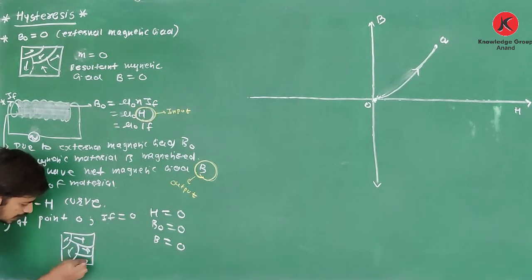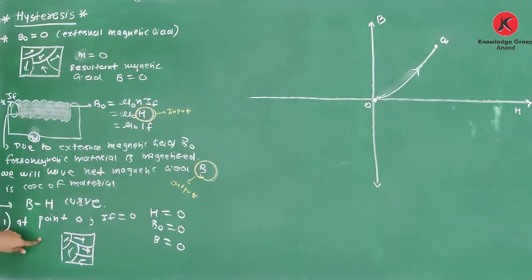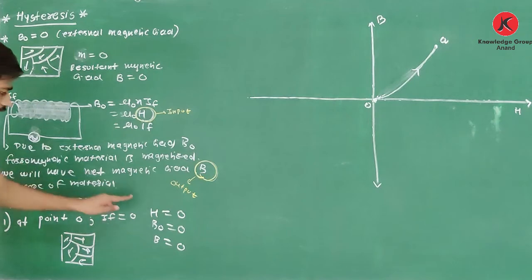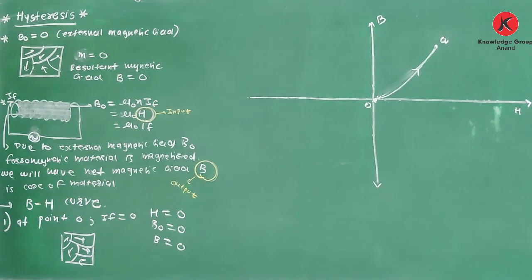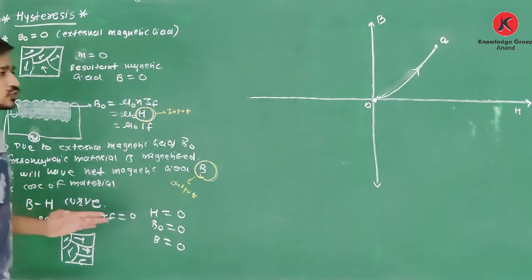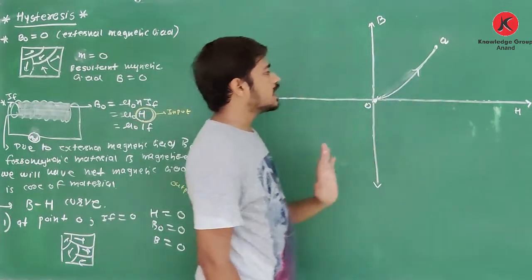This domain will have magnetic moment in random direction. As current increases, H increases, B0 increases, B increases. This dipole will try to align in the direction of the magnetic field. Initially, the value of current is small, so B0 is not strong enough to deflect this domain. So yes, there is no directly proportional relation.